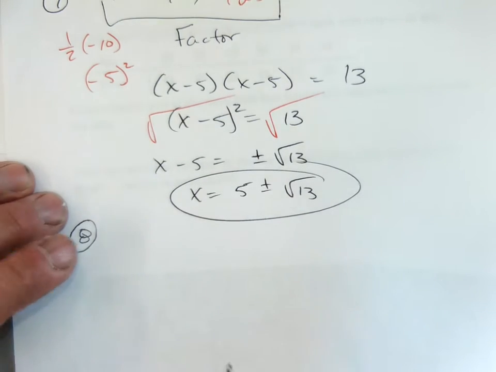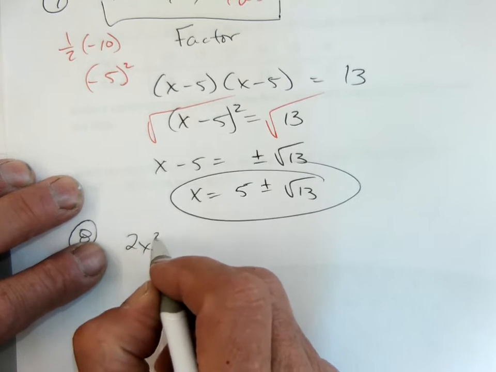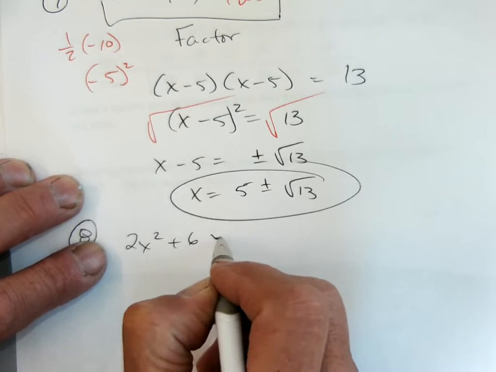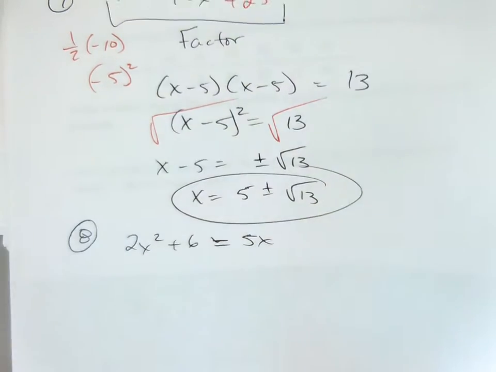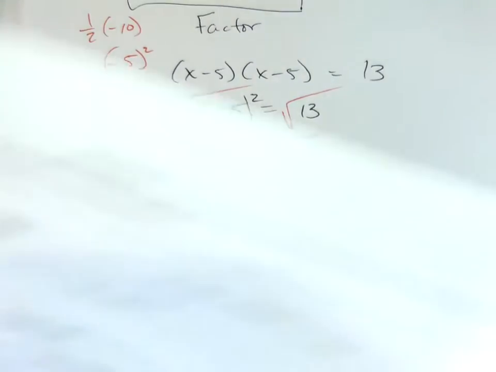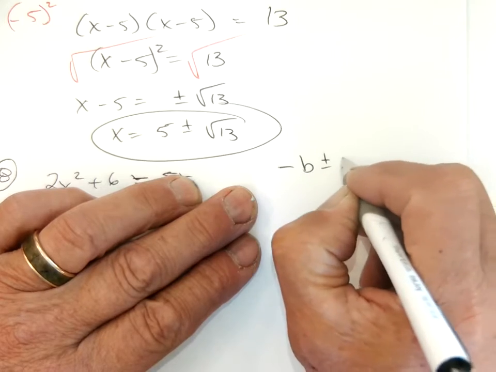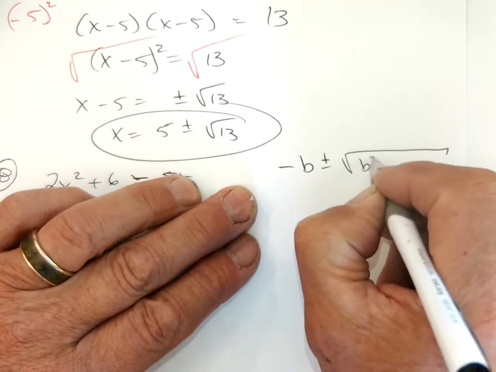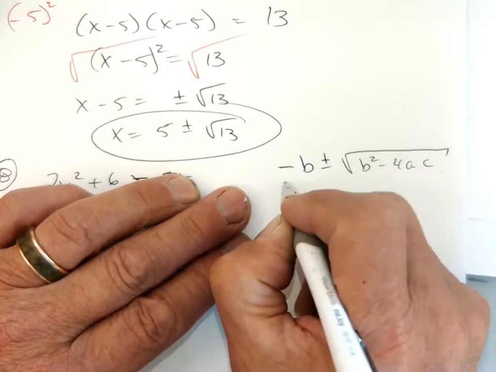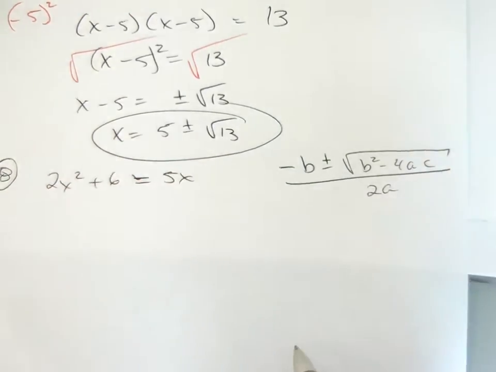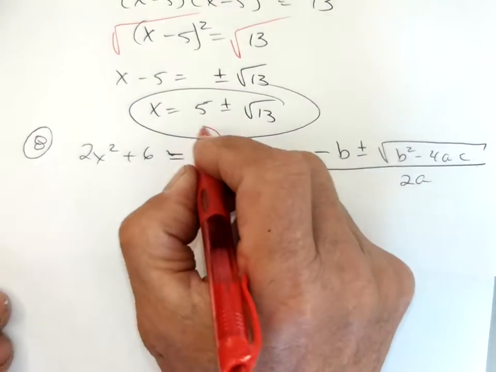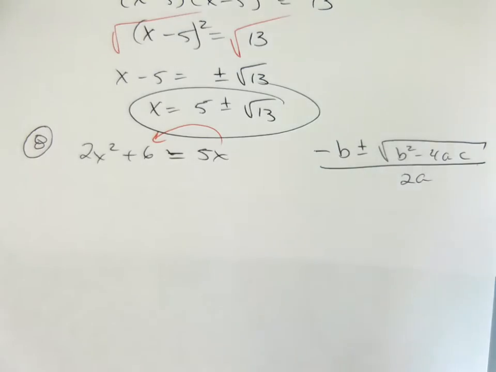Okay, number 8, quadratic formula. I've got 2x squared plus 6 equals 5x. So to do this, first of all, negative b plus or minus the square root of b squared minus 4ac, all over 2a. I better bring the... Yeah, there you go, thanks.